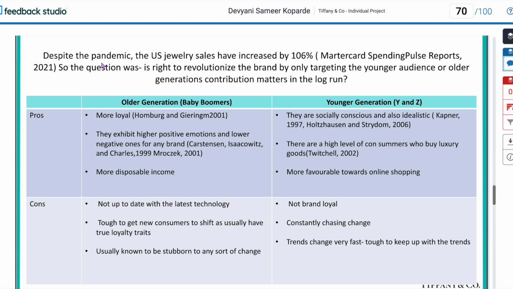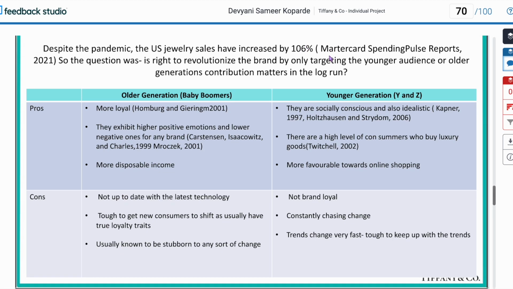Despite the pandemic, US dwellers say that sales have increased by 106%.